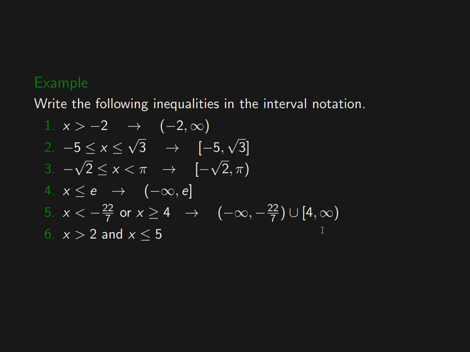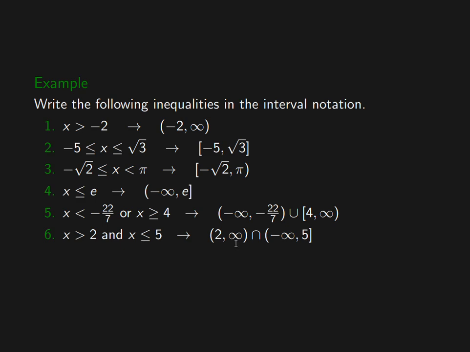So what about the inequality x is greater than 2 and x is less than or equal to 5? This is set A and set B, and the set which contains elements in both sets A and B is the set A intersection B. First we find the intervals, and then we take the intersection. For the first one, the smaller value is 2 and the larger value is infinity, and since 2 is not a solution, we use a left parenthesis.